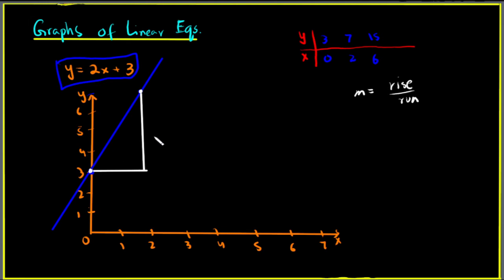In this case, the rise is the change in the values of y here. So this is the rise, and as we can see, this is 7 minus 3, which is 4. So the rise is 4 units, and the run goes from 0 to 2, so 2 units. Rise over run gives us 4 over 2, which is equal to 2. So the gradient of this line is equal to 2.